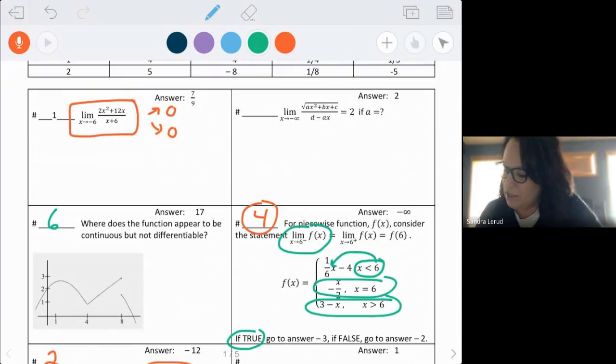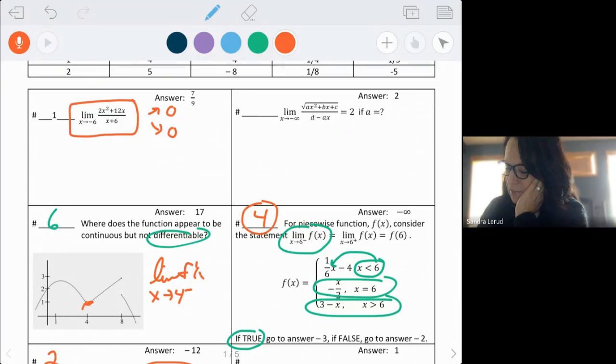Where does the function appear to be continuous but not differentiable? What that means is we don't lift our pencil, but we still have an issue with the derivative, and that would be at this cusp right here. But remember, when you have to explain a cusp, if it says justify, you'd say the limit as x approaches 4 from the left, not of the function, because they're both at 1, but of the derivative of the function.